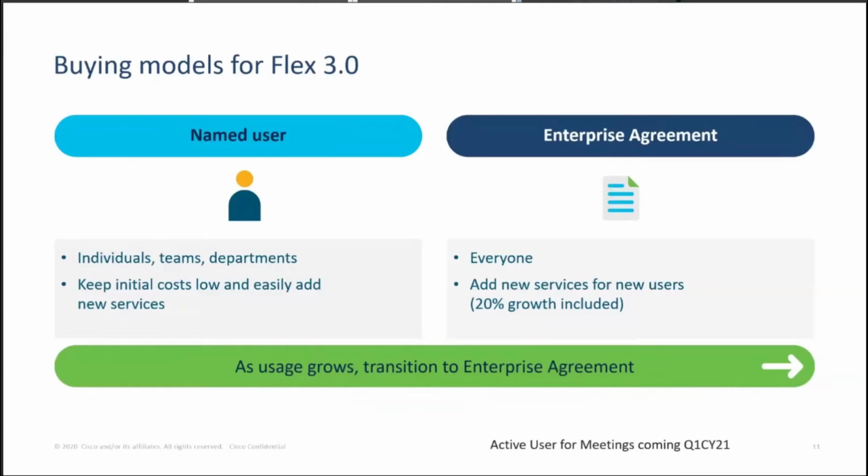So who will want named user? Individuals, teams, and departments. So if you're not looking to roll it out to the entire company, or you have another vendor out there right now that you're looking to displace over time, but you're not ready to commit to that just yet, named user is perfect for you. If you're trying to license everybody in your company, enterprise agreement is the way to do that. And as you grow, you can move from named user to enterprise agreements.